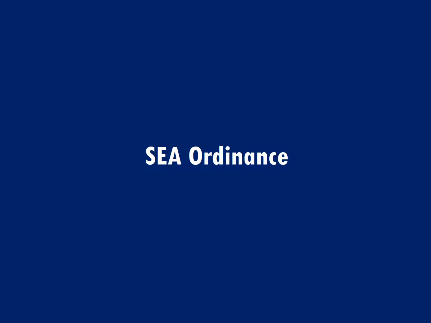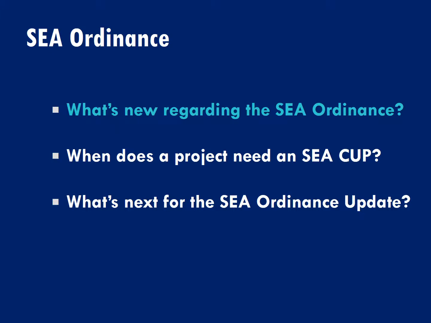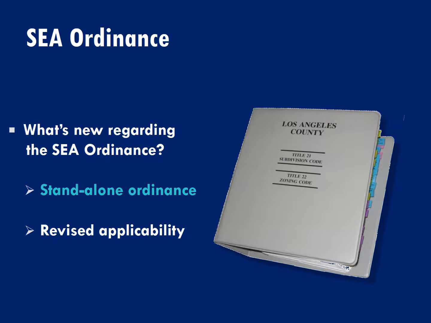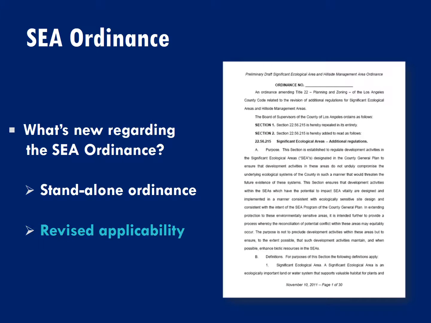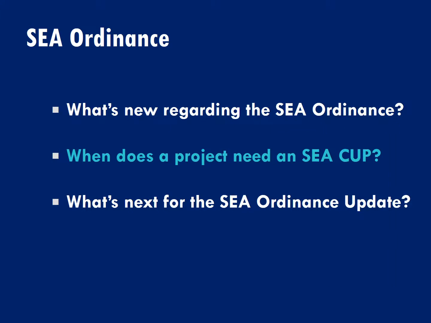So let's talk about the SEA Ordinance. What's new regarding the SEA Ordinance? A few things. 1. The SEA Ordinance is now standalone. Before, it was together with the Hillside Management Areas Ordinance. 2. The ordinance applicability is also updated. It depends on several factors. Because the applicability section determines whether a CUP is needed or not, let's look at this further.